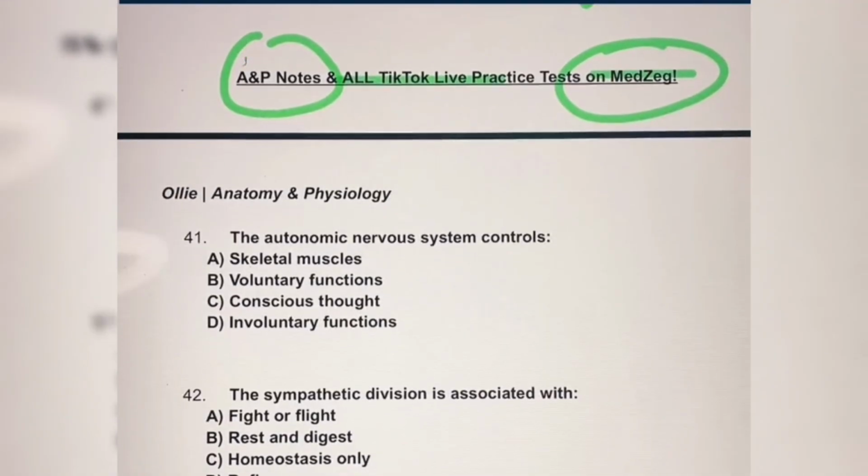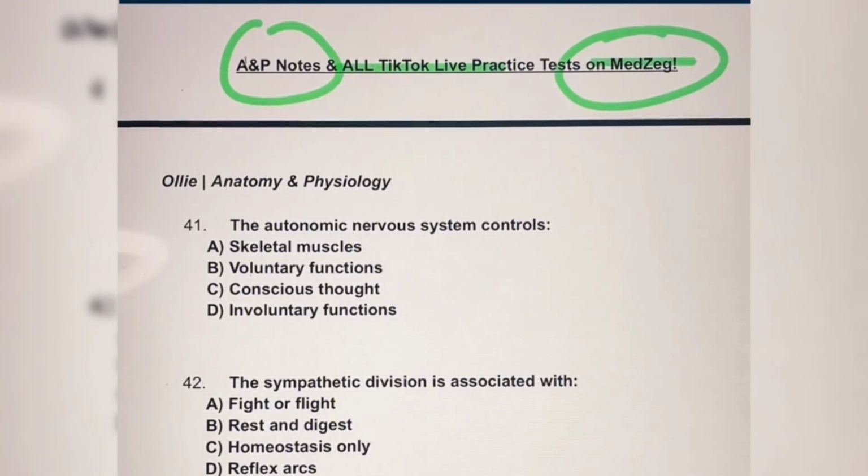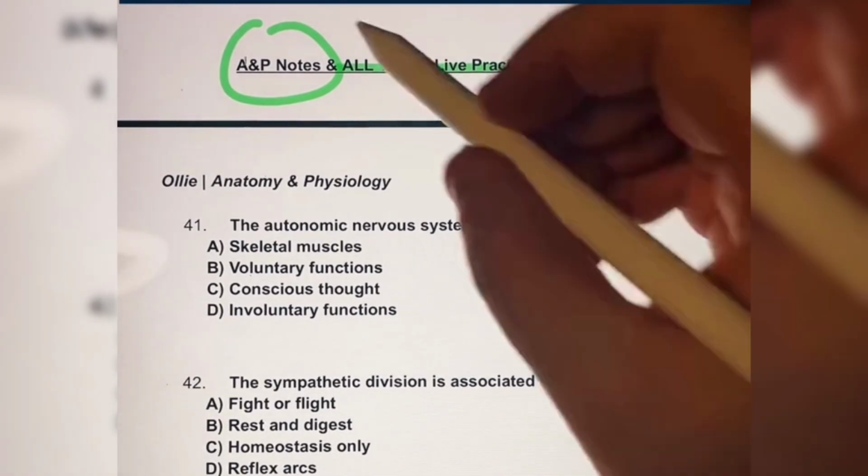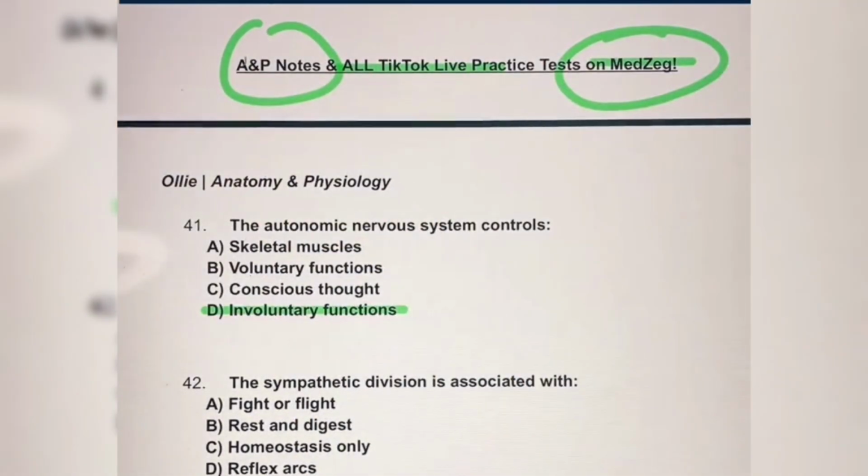Moving on to the next page now, number 41, the autonomic nervous system controls what? A, B, C, or D? A, B, C, or D for someone, what do we think? It is D. It's our involuntary functions. Involuntary functions would be our heart rate, digestion, gland activity, smooth muscle.